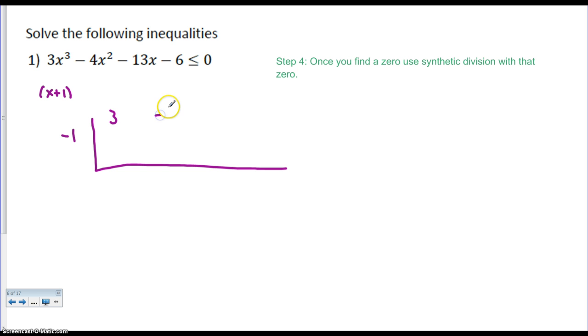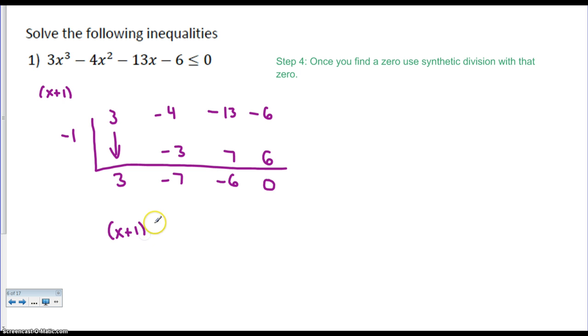The coefficients are 3, -4, -13, and -6. So I bring down the 3. Multiply -1 times 3 to get -3. -4 plus -3 is -7. -1 times -7 is +7, which gets me -6, which gets me +6, which gets me 0. So I know right now that, factored out, this is x plus 1 times 3x squared minus 7x minus 6.